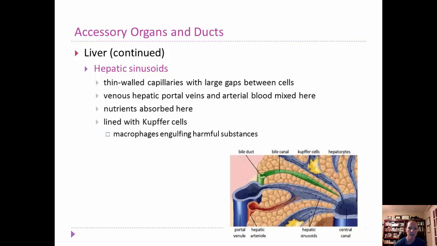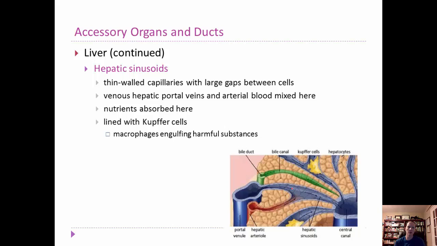So let's take a look at these hepatic sinusoids. This is kind of a closer look, as you can see. So there's that portal vein, and there are those sinusoids. If you remember back when we talked about the different types of capillaries that we have in the body, sinusoids is one of them. It's the one with larger gaps in between the cells. So they are thin-walled capillaries, but with large gaps. And the reason why is that we are making large plasma proteins in here that need to kind of squeeze through and get to the main blood supply, but also nutrients are going to be absorbed here as well.